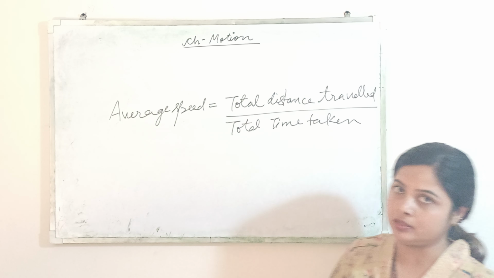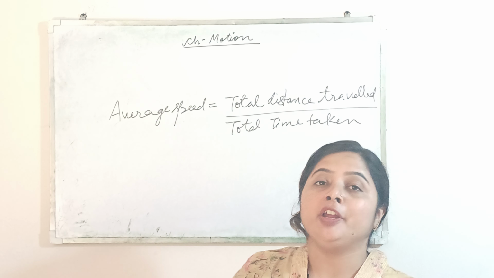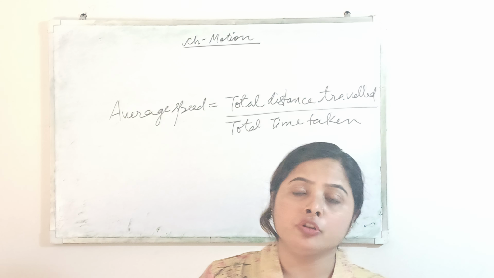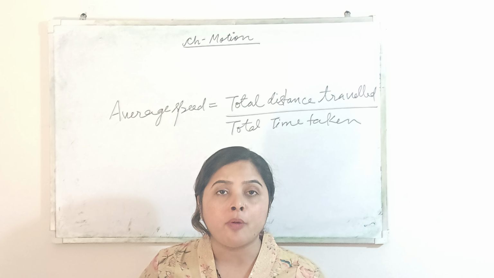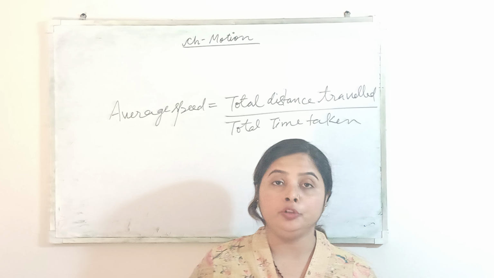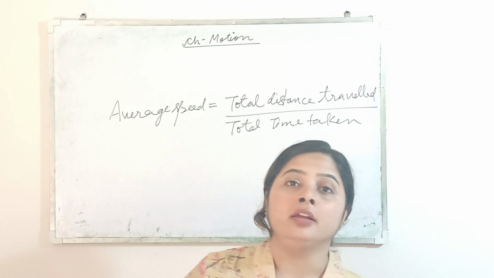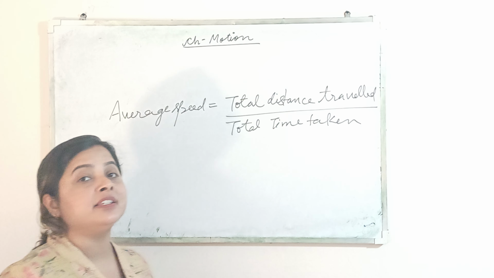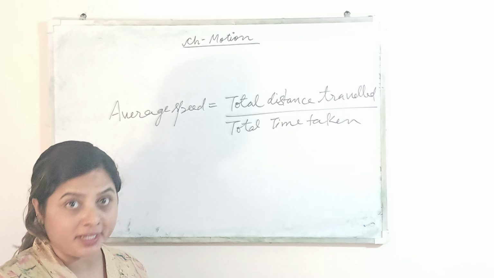Now, what does it mean? Suppose you are moving on a crowded road. Will your speed remain uniform or constant throughout the journey? No, you will apply brakes. Then in that case, what will happen? You will cover unequal distances in unequal intervals of time.